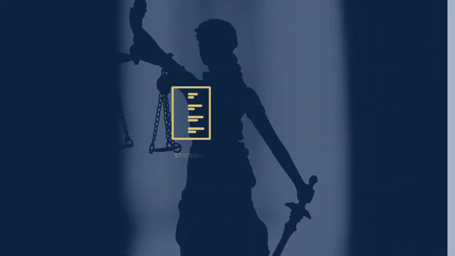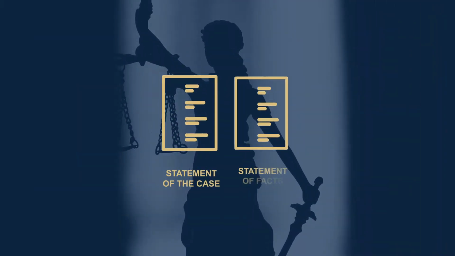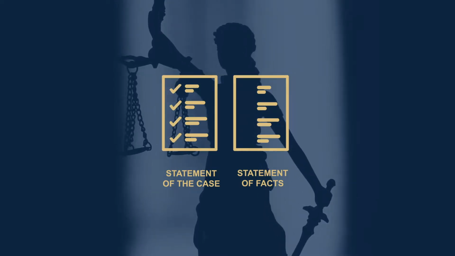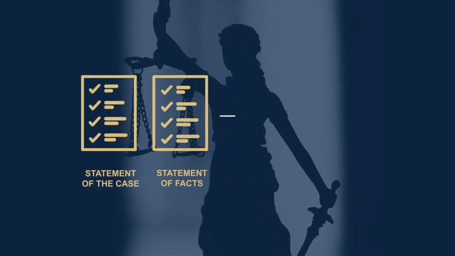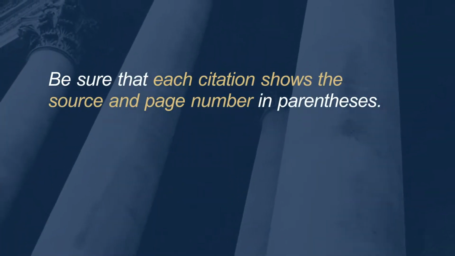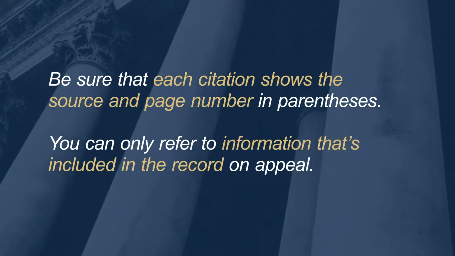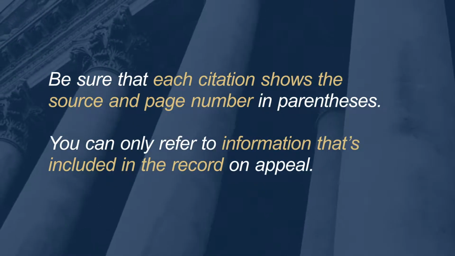Take time to review the statement of the case and the statement of facts sections in your brief. Does every event or fact about the case include an exact location in the record on appeal? Be sure that each citation shows the source and page number in parentheses. Remember, you can only refer to information that's included in the record on appeal.